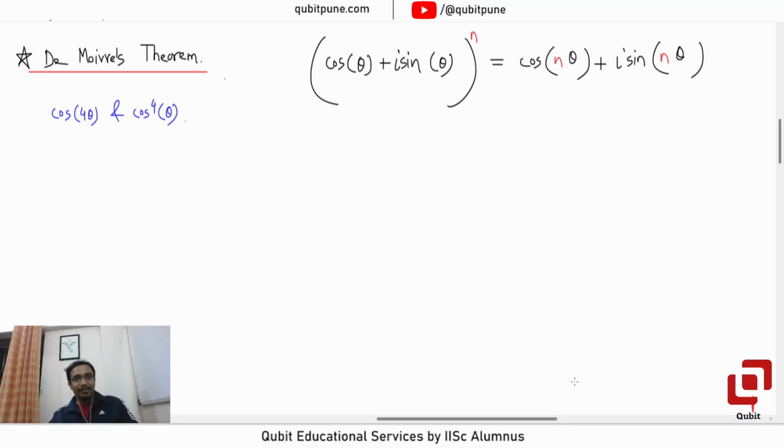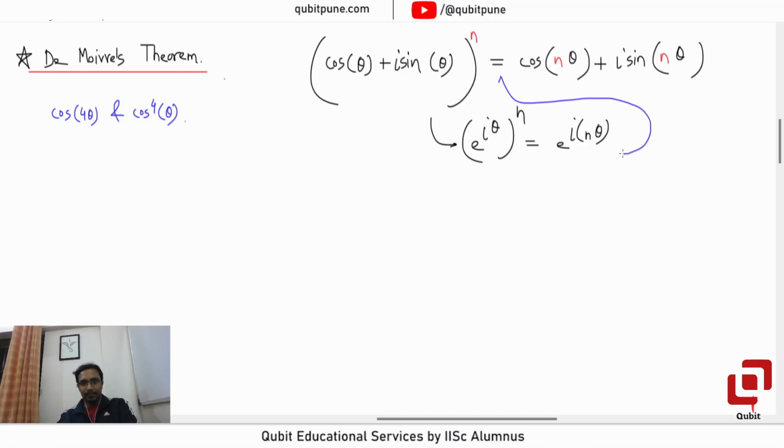We can prove this using Euler's formula in two steps. Use this as e raised to i theta raised to n, and then we can write it as e raised to i n theta, and then again use Euler's formula for n theta. The proof is pretty simple. That's the proof. We can also prove this by mathematical induction, mind you.